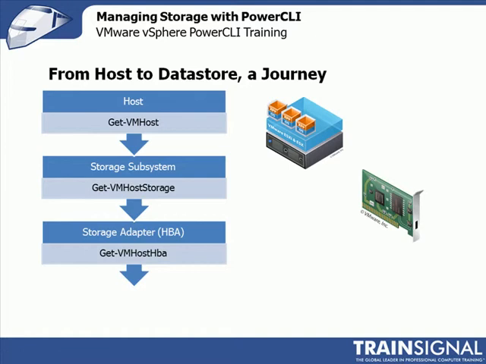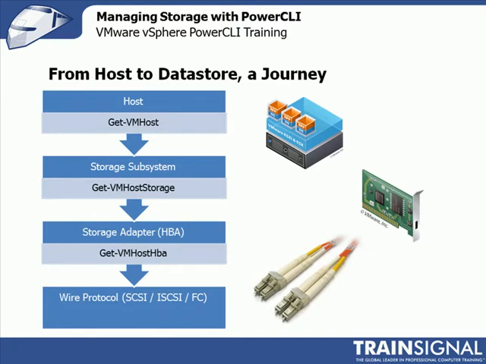And that next link in the chain would be your protocol. That could be SCSI, it could be iSCSI, it could be Fibre Channel. And if you've got cmdlets to work with that, such as, for example, Get-IScsiHbaTarget.